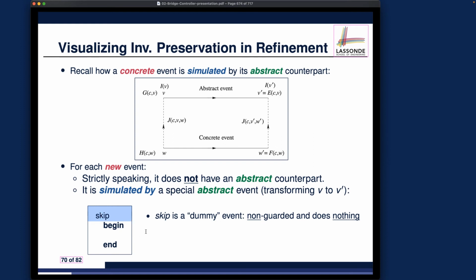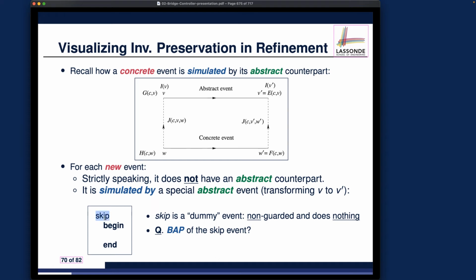Right, let's go a little bit more through the bullet points, and then I'll switch to the iPad to give you a little more visual connection between the diagram over here and the skip event. Right, so what's the before-after predicate for the skip events? Well, because it simply does nothing, the post-state value will just be the same as the pre-state value for all the variables.